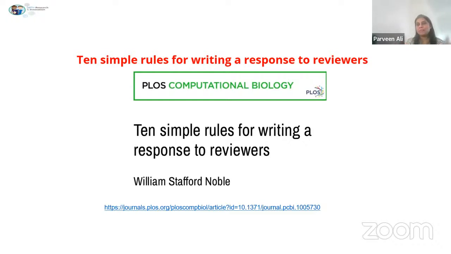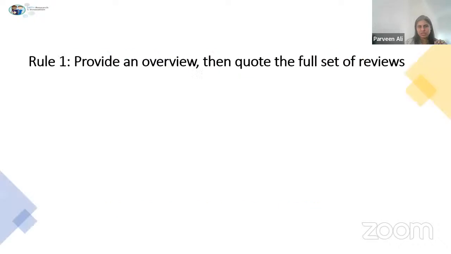It's important that these are handled properly, and that you have done everything one by one, so that you've answered all the questions they're asking you. So there are 10 simple rules for writing a response to reviewers. I've given you the link to the article from William Stafford Noble, who has written this, and these are very good. So I'm just going to use these.